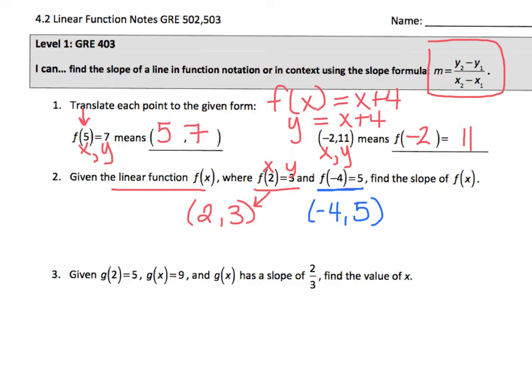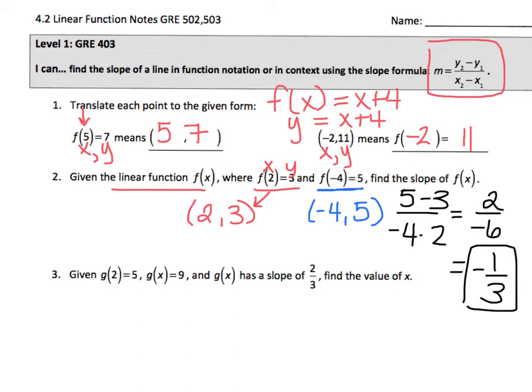Remember, take the y, so 5 minus 3 over negative 4 minus 2. And then simplify. So 5 minus 3 is 2, negative 4 minus 2 is negative 6, and then if you simplify that, you're going to get negative 1/3.